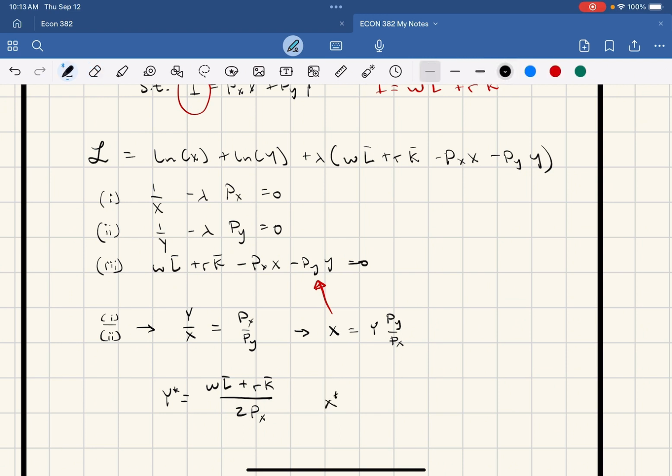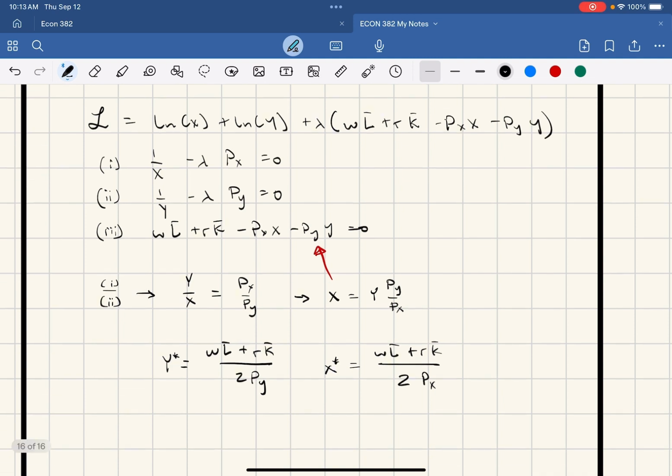We can then look at what X star is, the same thing, income based on their initial endowments over 2 times PX. And that leads me to a correction real quick. This here should be PY. All right, so there we have our initial demand for consumers.